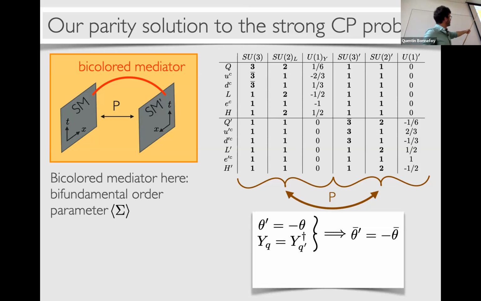Then you break the two-color group using this bicolor mediator, which can be anything as long as it lives in the three of that group and the three of that group. I'll give you examples of how you can do that.